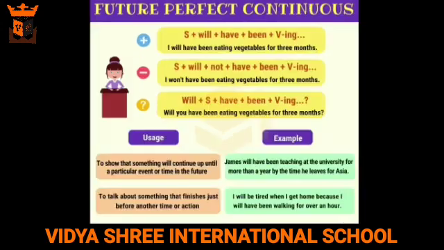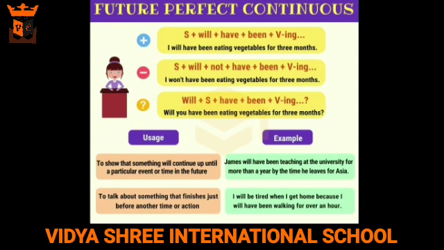Now, moving on to future perfect continuous tense. Let us first discuss about its structure. In affirmative sentence, its structure is subject plus will plus have plus been plus ing form of verb. In negative, it is subject plus will plus not plus have been plus ing form of verb. And in interrogative, it is will plus subject plus have plus been plus ing form of verb.